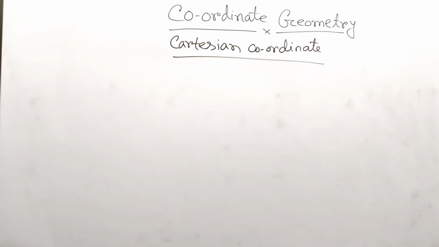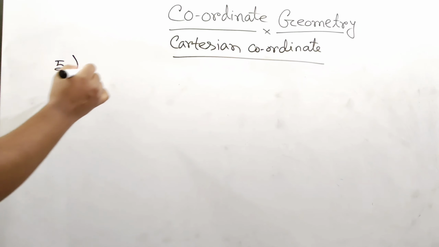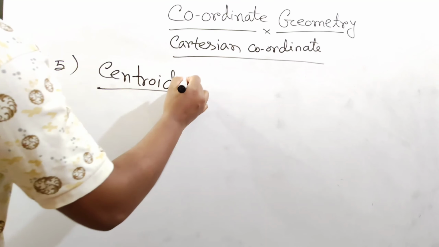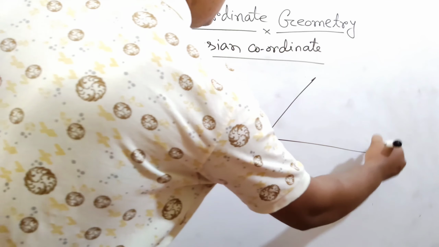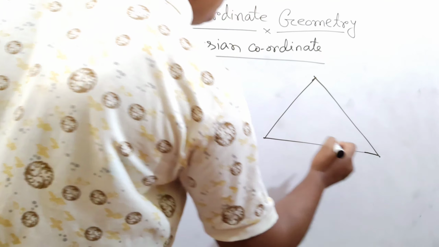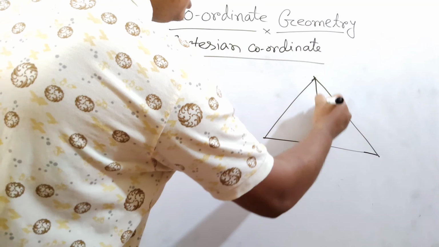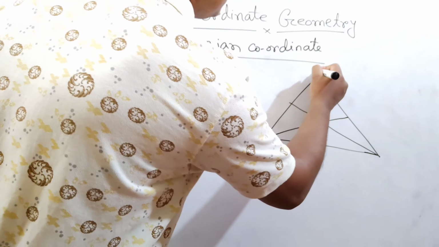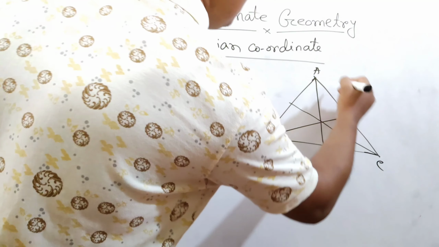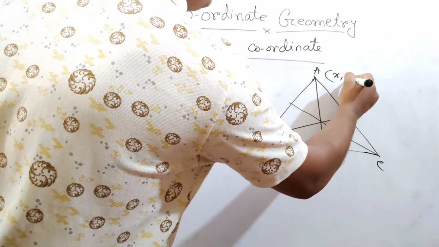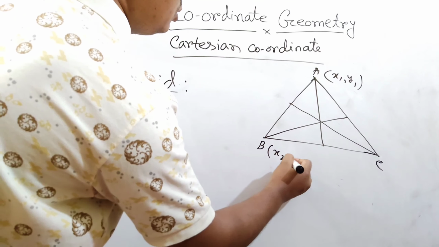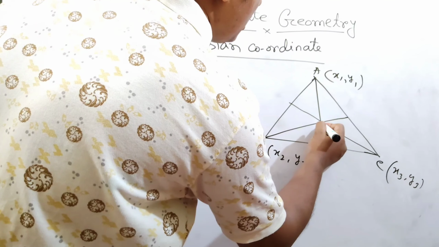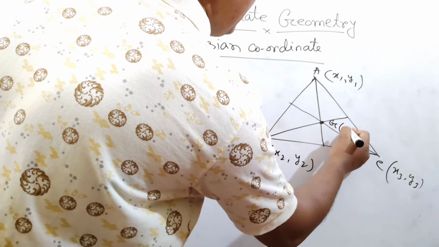So now I'll show another formula, that is number 5. Okay, this is called the centroid. Centroid means if we consider a triangle and draw the three medians of this triangle, so this is one median, this is another median, this is another median of this triangle ABC, and these three points are (x1, y1), (x2, y2) and (x3, y3). So this is called the centroid. You just consider this is G (x, y).